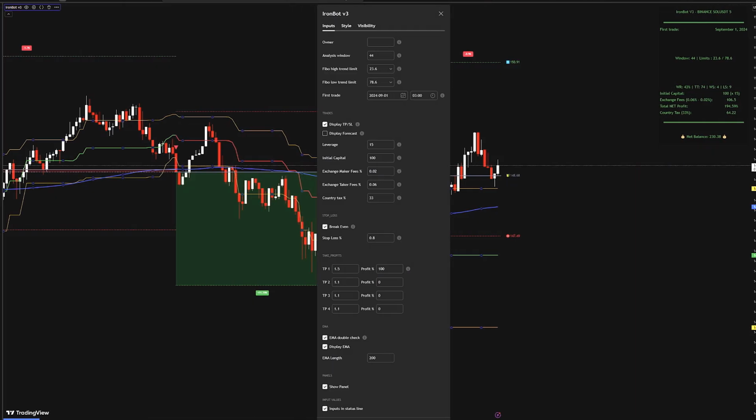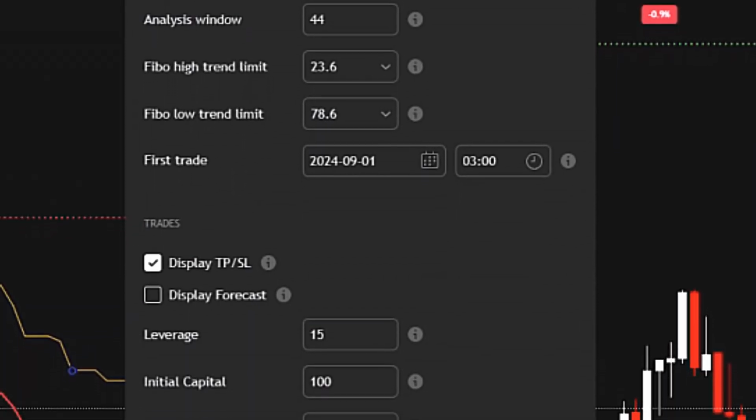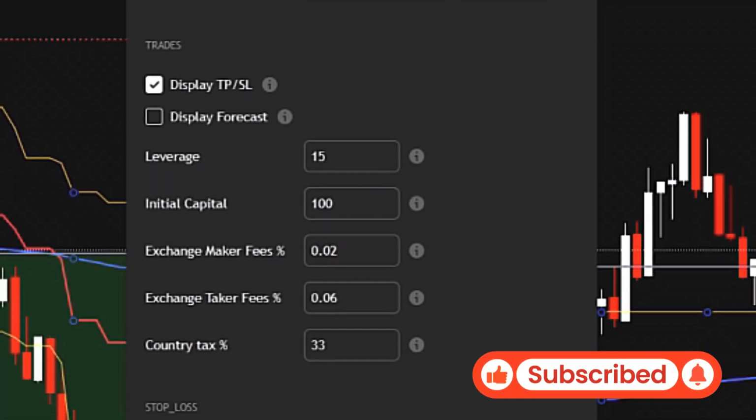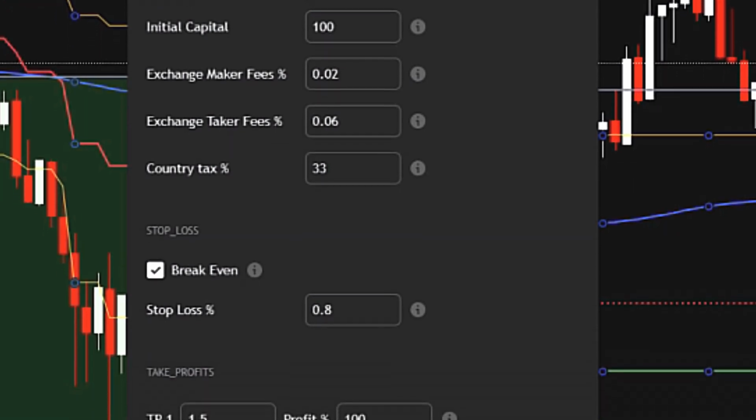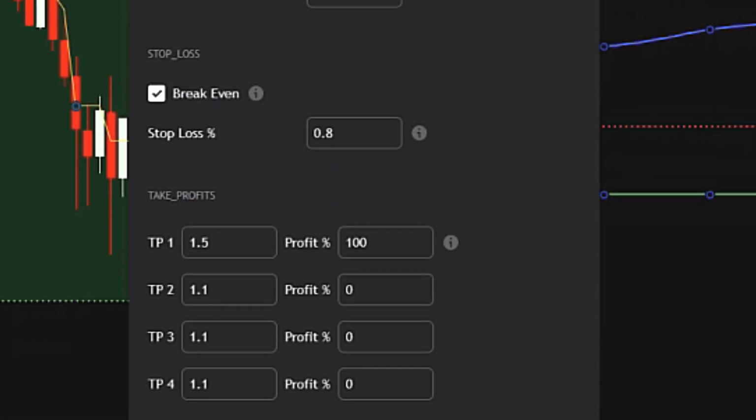But wait, there's more. And this part is really cool. You can actually customize a bunch of stuff with this indicator, like how far back it looks at data or when it starts giving you signals. You can also set exactly where you want your stop loss and take profit levels. That's super important for managing risk, right?